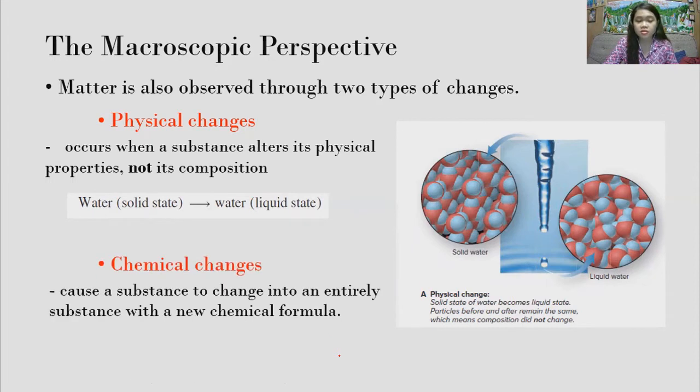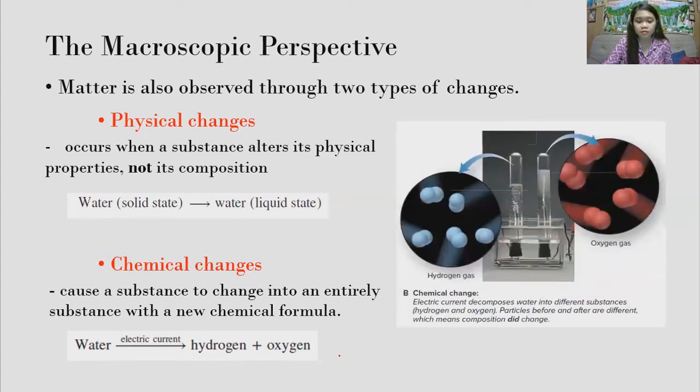A chemical change causes a substance to change into an entirely new substance with a new chemical formula. So here, water, if it's introduced to an electric current, decomposes into two different types of atoms, which are the hydrogen and the oxygen atoms. This is an example because, as you can see, there's a different formation from water. It transformed into two new substances, which are hydrogen and oxygen. So this is an example of a chemical change.